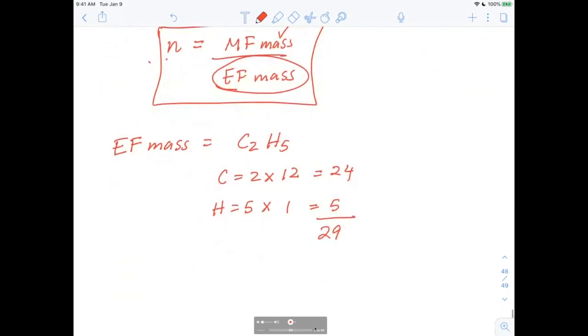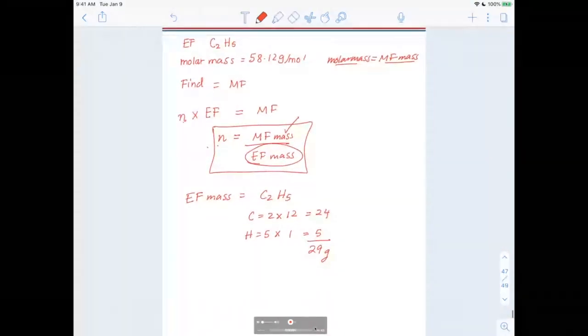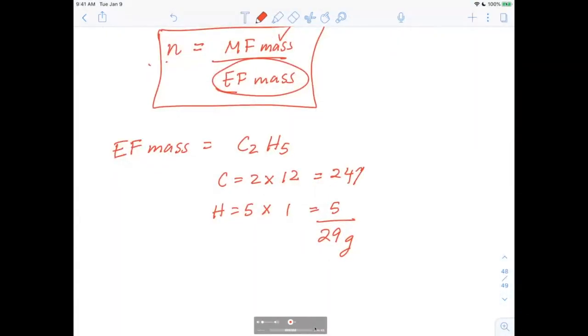Look at that. What unit did they use here? Grams per mole. I'll say grams per mole. I'm adapting. You see how I'm adapting? Grams per mole, grams per mole.